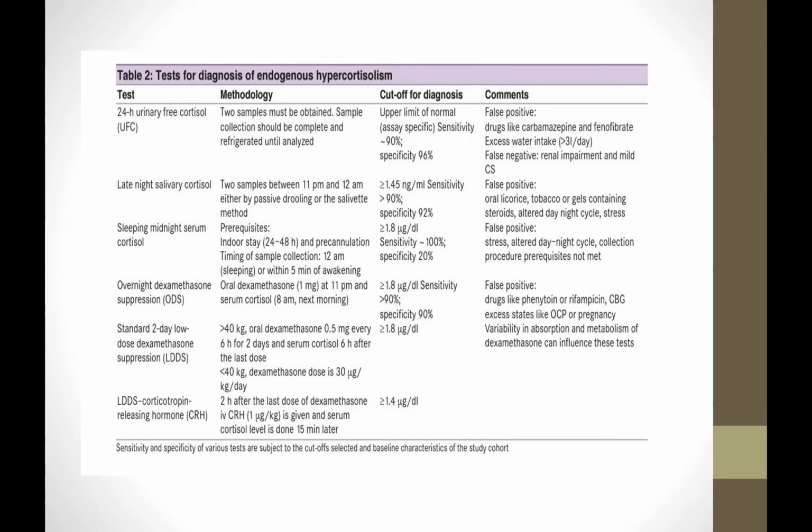Correct. Now, these tests can be divided into 2 levels: first line test and second line test. First line tests are these. These 1, 2, 3 are first line tests. What is that? 24-hour urine-free cortisol.